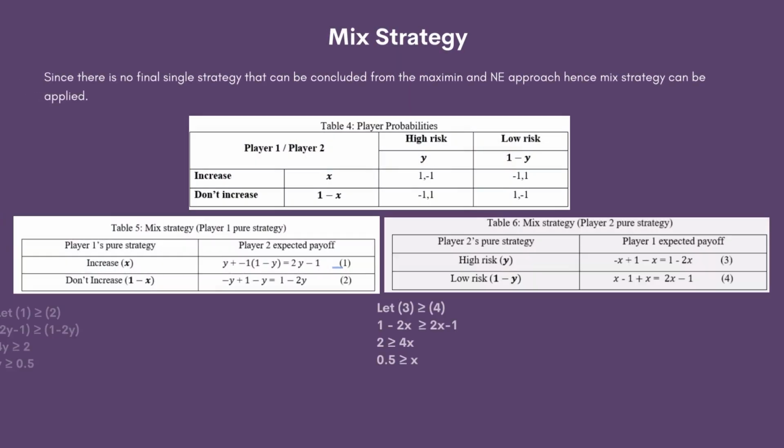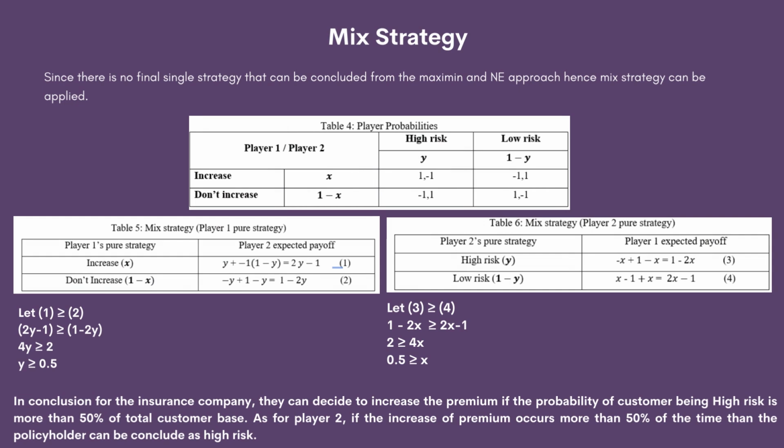Okay, next, looking into the mixed strategy. Since there is no single final strategy that can be concluded from the Nash equilibrium approach, a mixed strategy can be applied. Let's assume the probability that the customer increases is x, hence the probability of not increasing is 1 minus x. If the probability of high risk is y, the probability of low risk is 1 minus y.